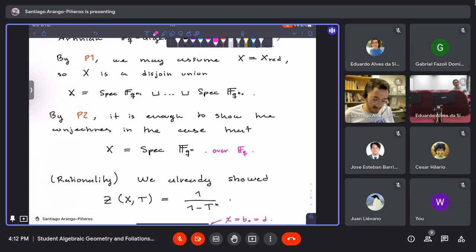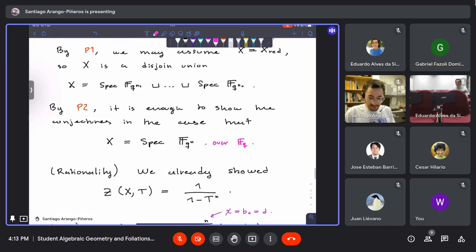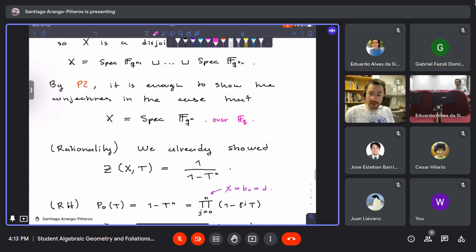So this is an example. Of course, this variety is reducible, but it's not geometrically irreducible, right? If you base change to F_q^n, then this is going to be n points. So great, this was our first example. We already calculated the zeta function. So we know that zeta of X is this nice rational function. So the rationality part of the conjectures is satisfied.